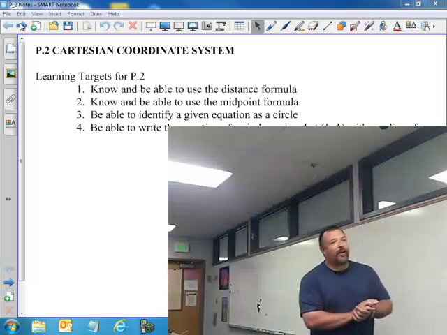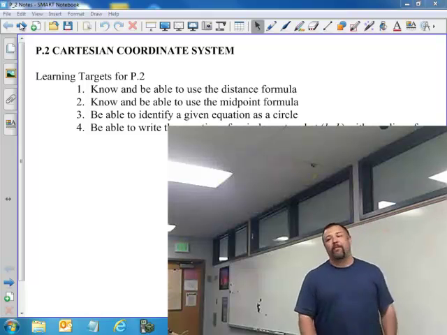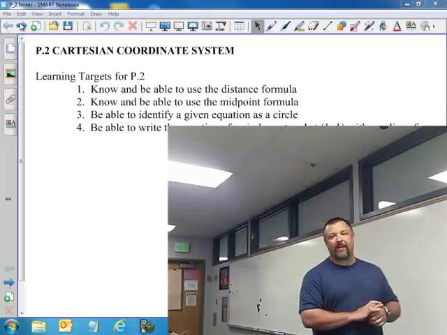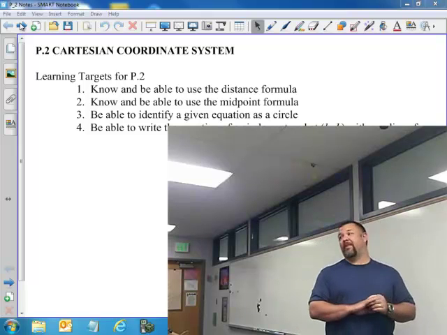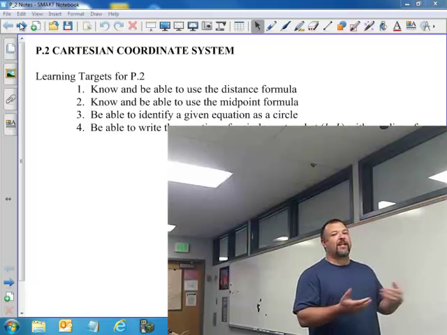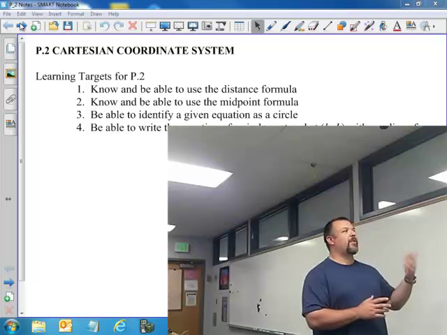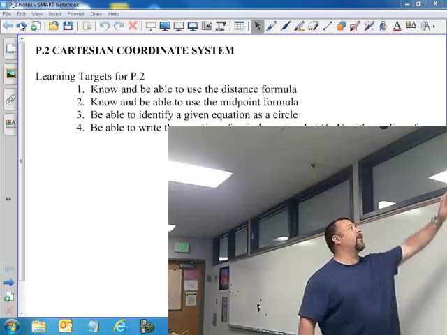Okay, so every lesson you're going to see learning targets on the page. They match the ones on the top of the page of your notes. So we're not going to spend much time reading them, however, you should read them. Yes, and when you go to take quizzes and tests, those learning targets are where those questions come from. So those are the things you really need to know how to do before you are done.